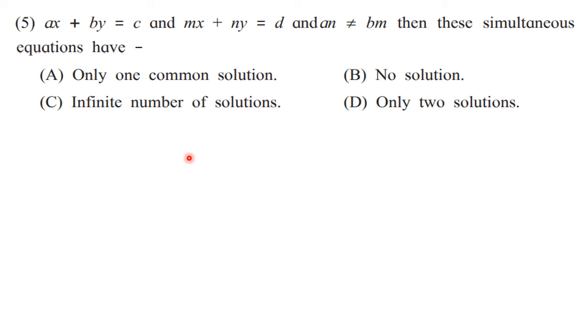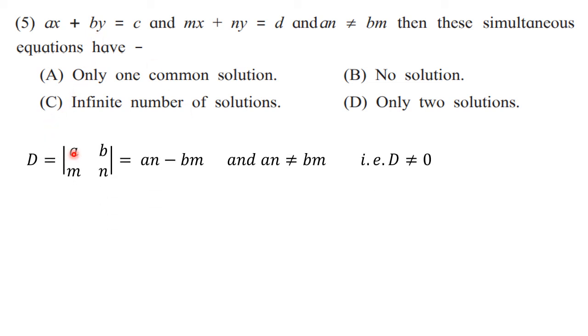That was the condition. So here if you observe A, N and B, M, that is the value of determinant D actually. If you write down determinant D, you are going to write it like this. The coefficients from here are A and B, so written here in the first row, and from here M and N written in the second row. So if you cross multiply, the value of D is AN minus BM.